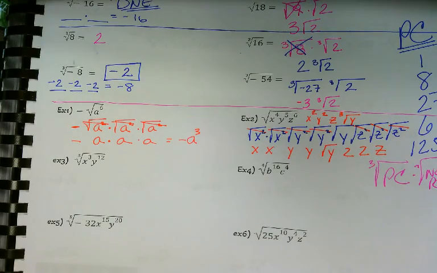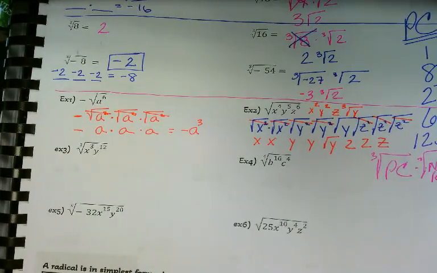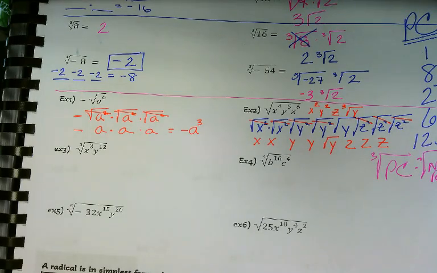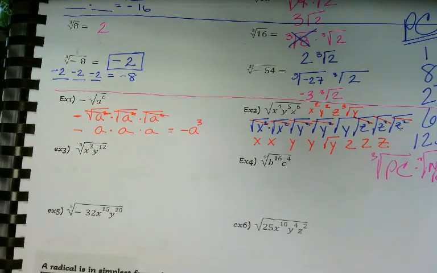Does anyone think they see a quick method, perhaps? One person, 2, 3, 4. Okay, take a minute, talk to your partner, see if you can come up with a method.